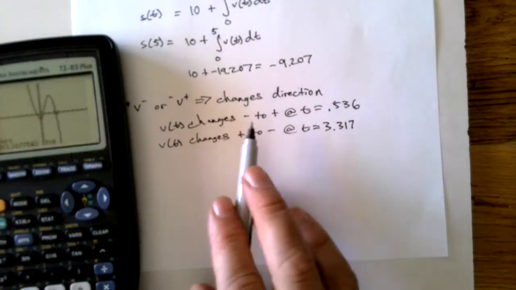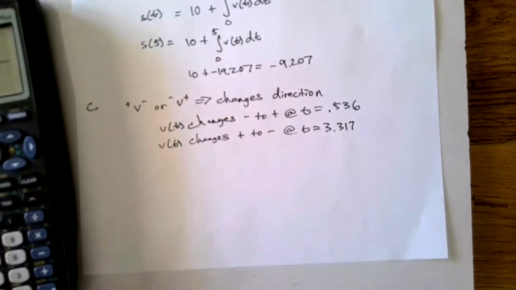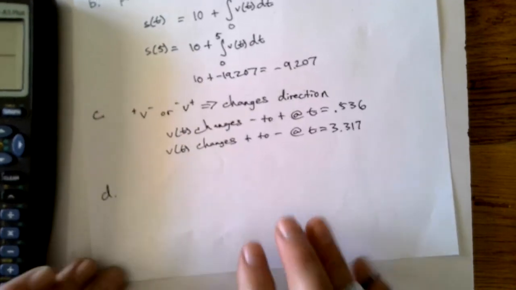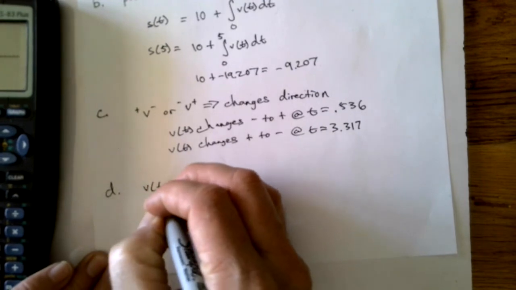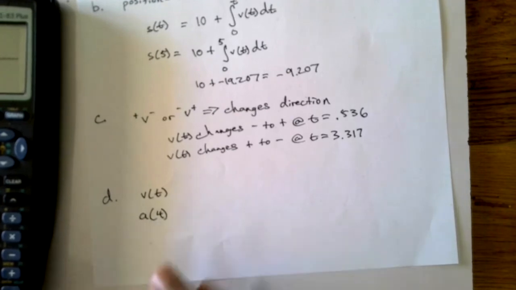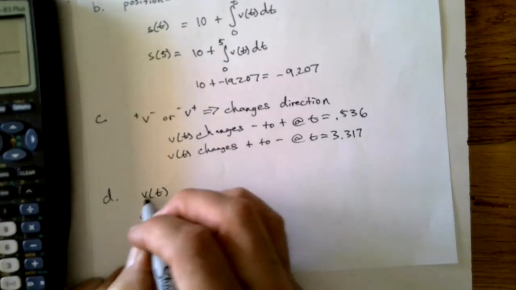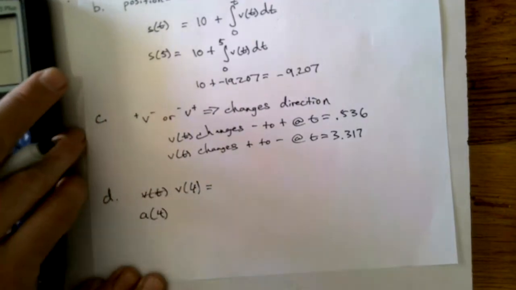Justifying your answer, it really says that you're looking for where the velocity function changes sign. That's the really important part there. Finally, D, it says, is the speed of the particle increasing or decreasing in time is equal to 4? Well, we need to check V of 4, and we need to check A of 4, the acceleration at time 4 and the velocity at time 4. Velocity at time 4 and acceleration at time 4.